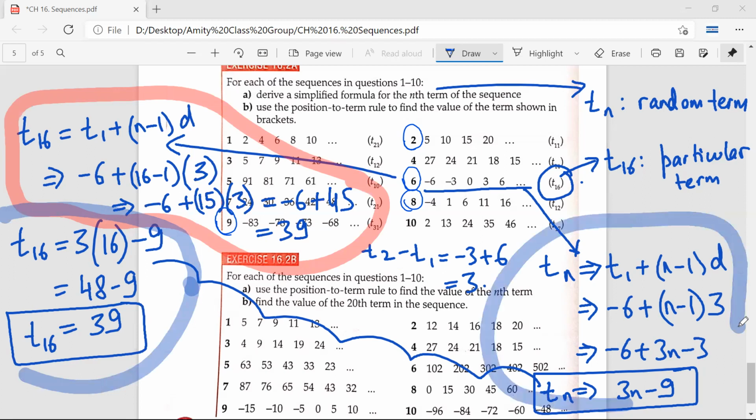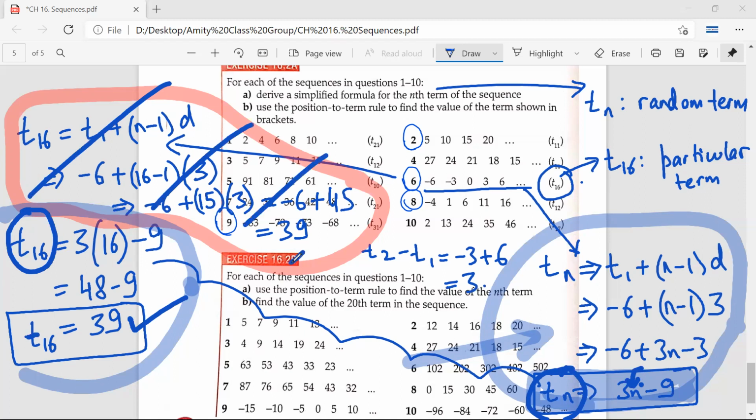Yes, sir. So once I have found the general term, I can use this general term to find a particular term. Now in this question, the particular term that they are asking me to find is T16. So all I do is put the value of n to be 16 here and I calculate it to be 39. Once I have found the Tn, I need not use this again. But if you want to, you can. But this will be a far easier way.